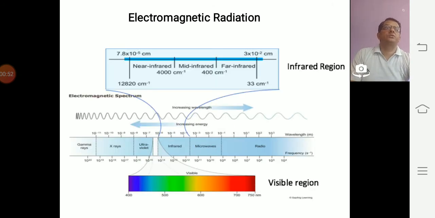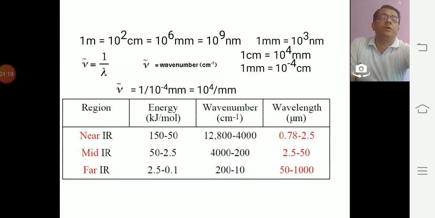This is the electromagnetic spectrum, where you see the infrared region, which starts from nearly 33 per centimeter to 12,820 per centimeter. And this region is also subdivided into three regions. These are far infrared, mid infrared, and near infrared. And these are the properties of these regions.